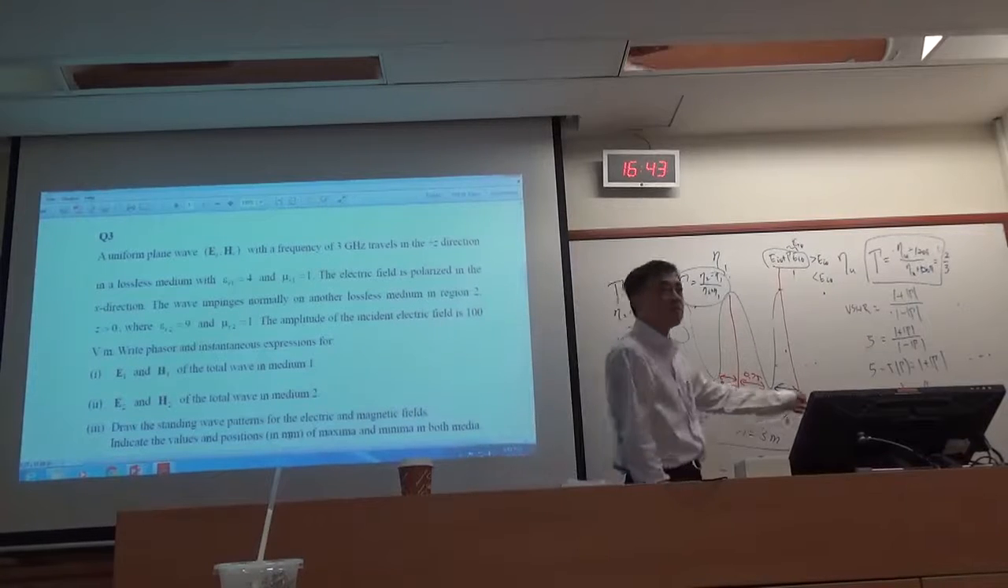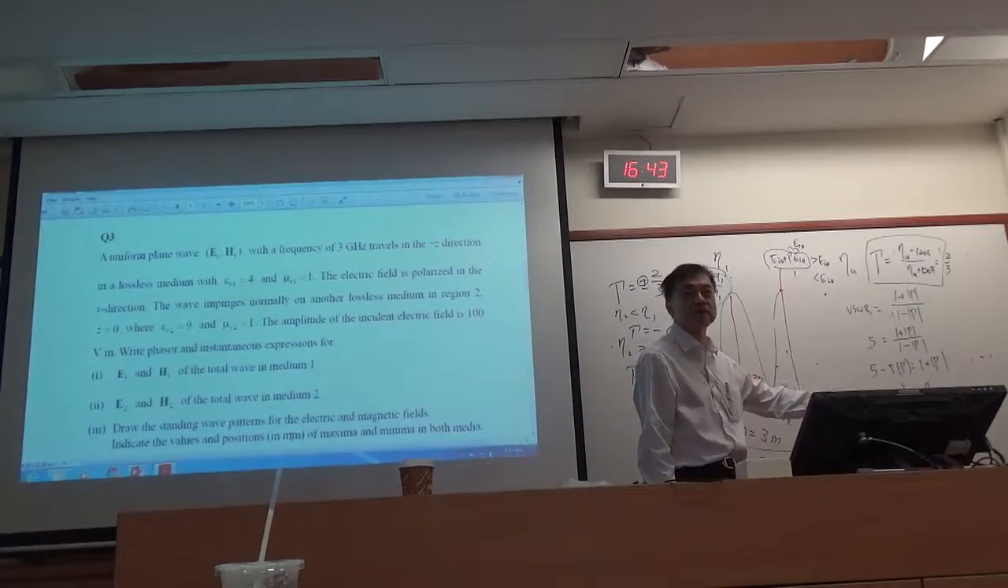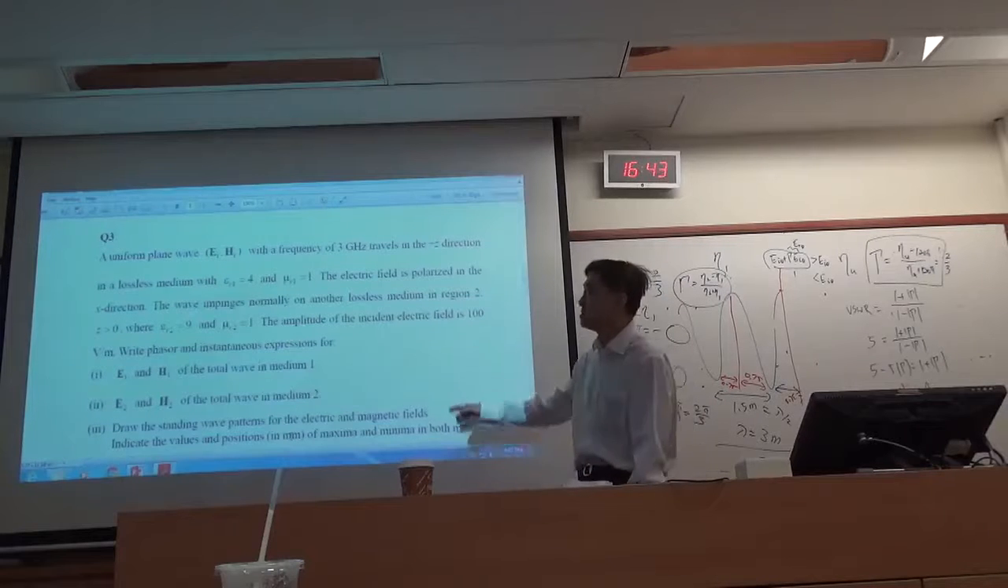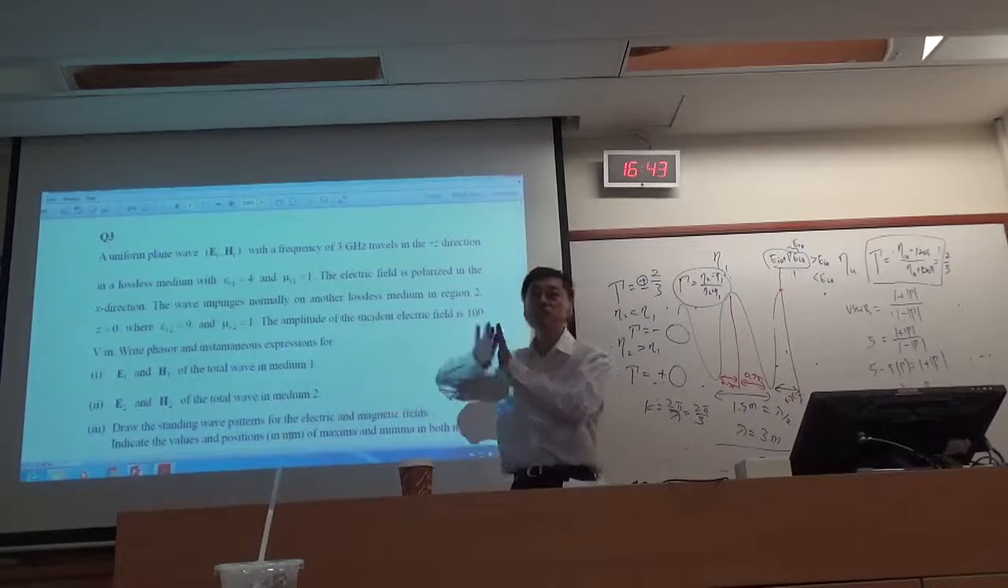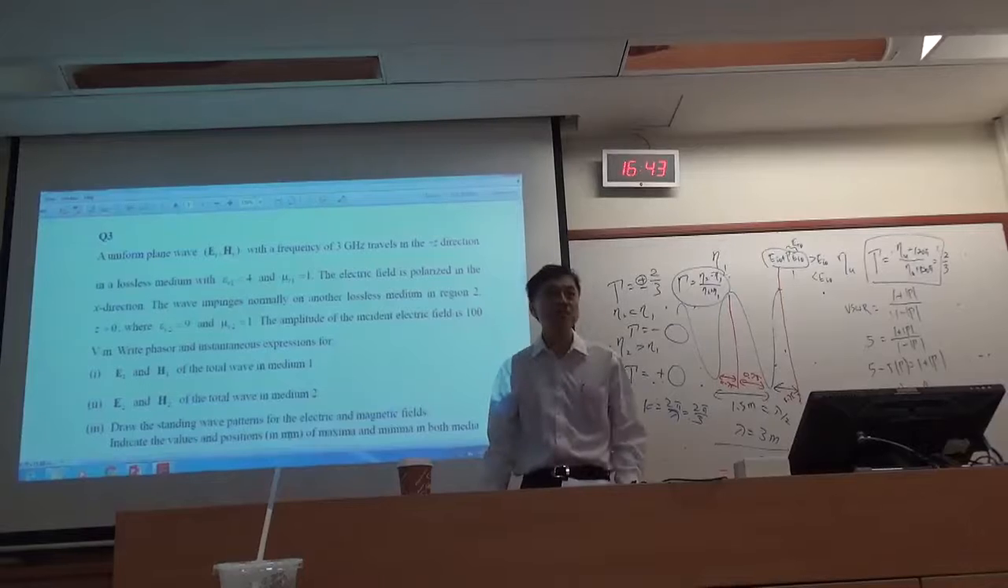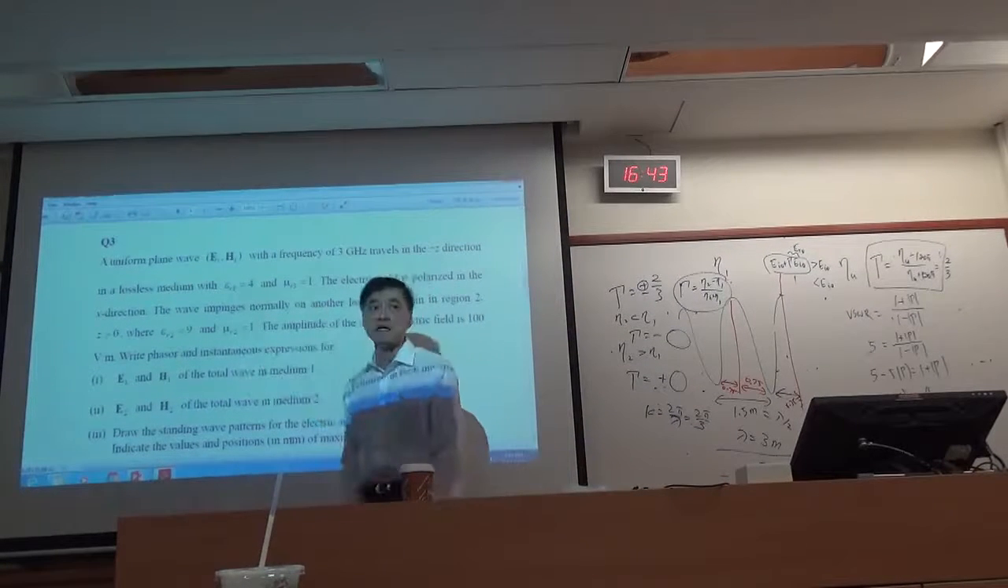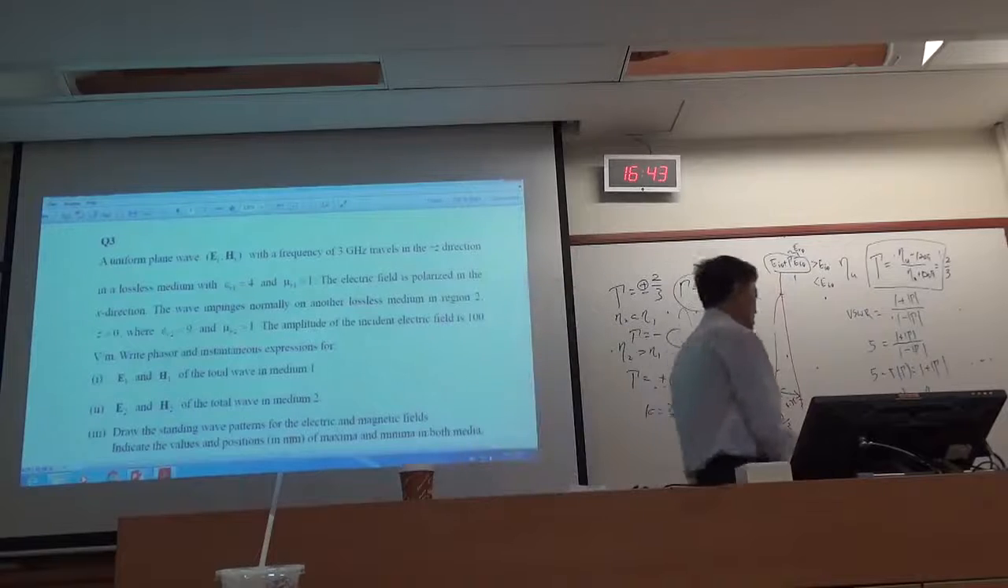What does it mean? Tau equal to 1 plus gamma. If gamma is negative, that means my tau is less than 1. So that means my transmitted electric field is smaller than the incident electric field. There are so many things I can deduce from just simple things like that. Alright?